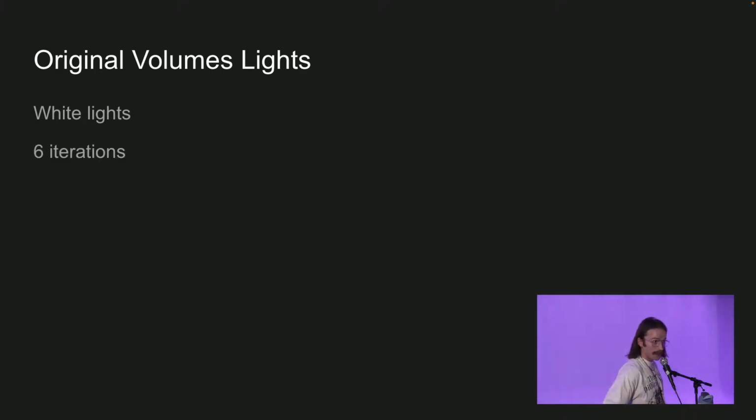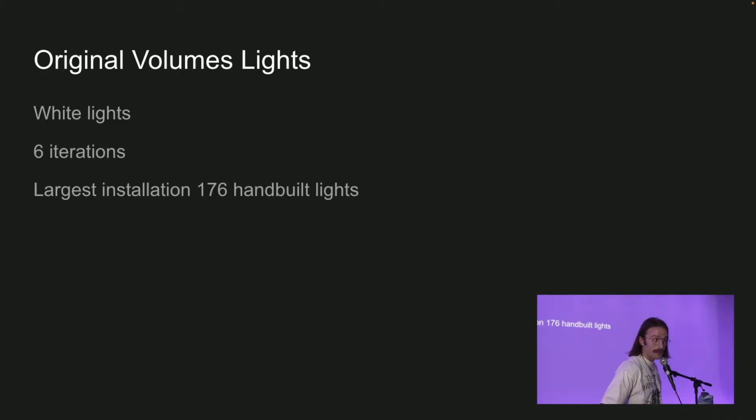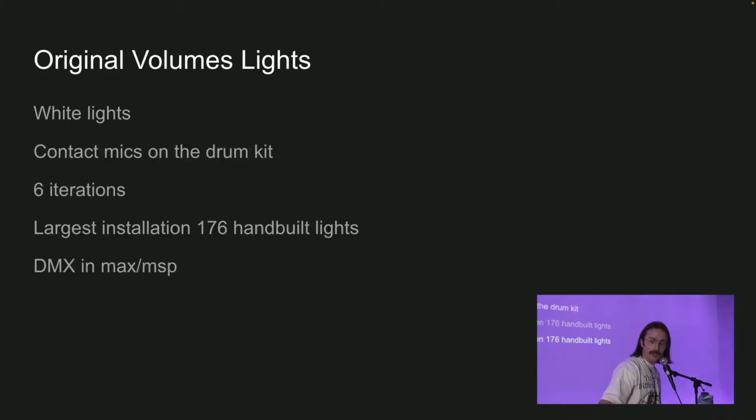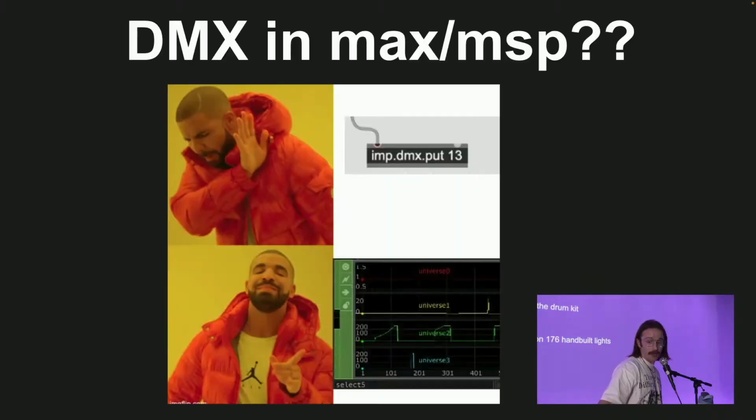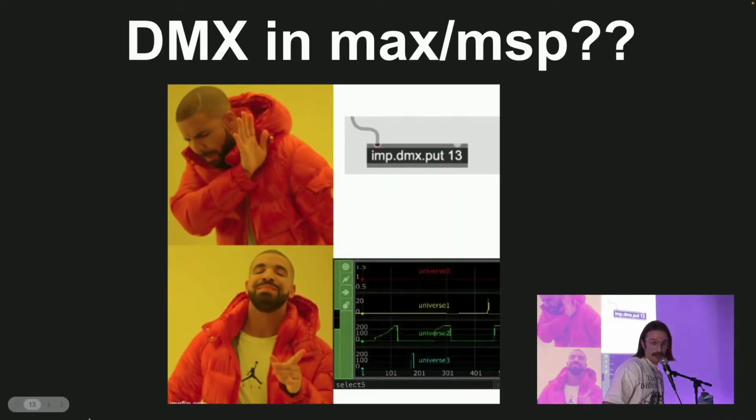There were 6 iterations before I was involved. His biggest one had 176 hand-built lights that he had to wire up and string from the ceiling by himself. And he did the DMX in Max MSP, which I thought was insane. That's what it looks like. Individual addresses for each thing, if statements on the volume to get the effect of it expanding, and I was definitely not going to do that.